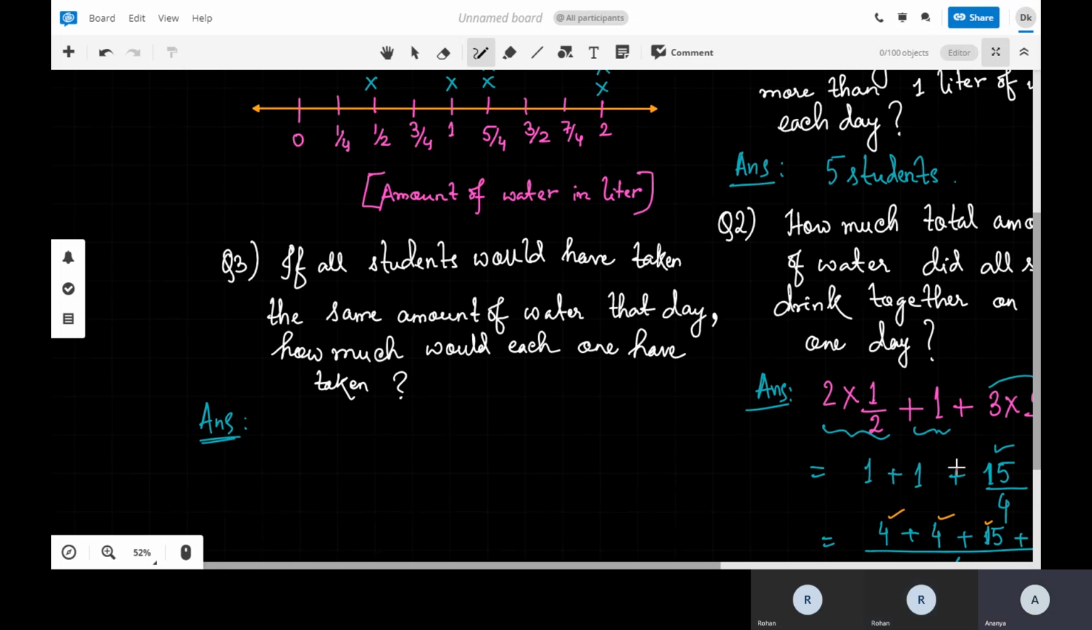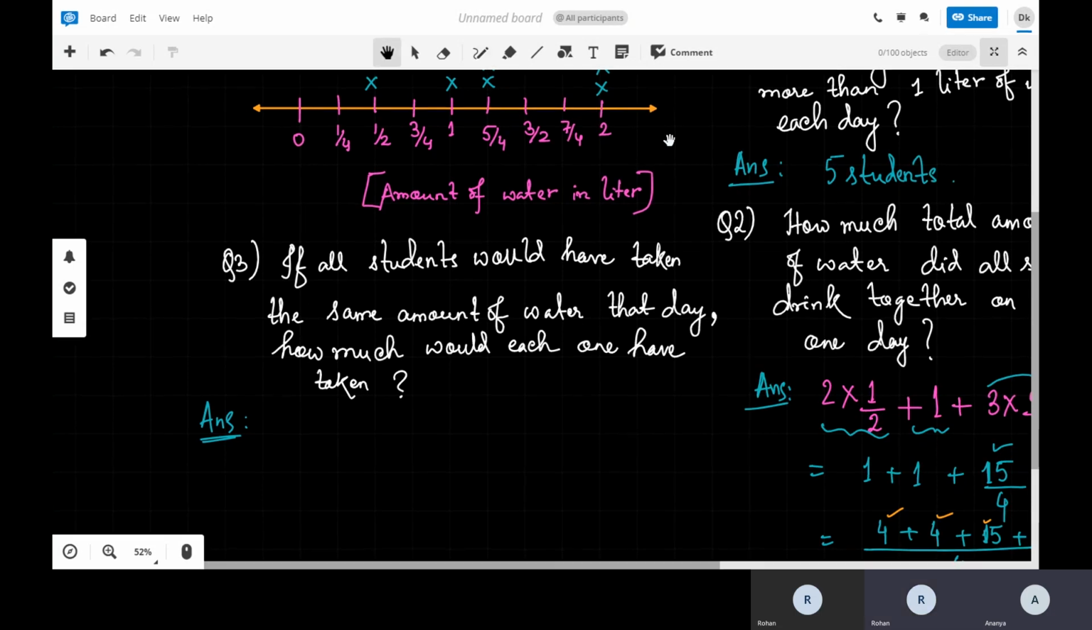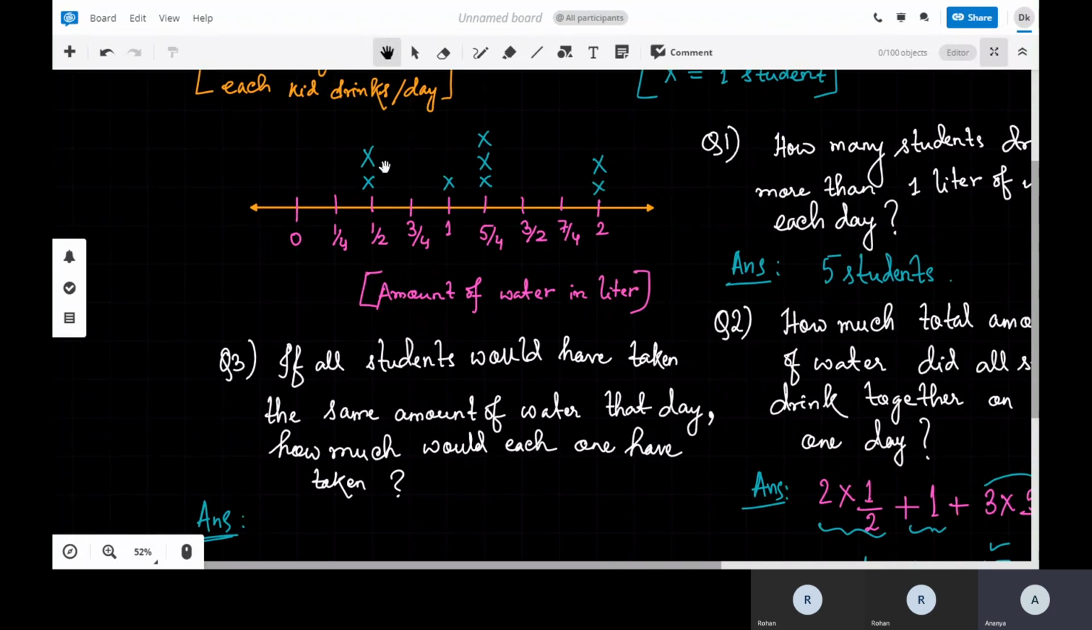So what I was saying is that I want you to go over the question once more to try and relate with what exactly we have to do. See, look at the question. If all students would have taken the same amount of water that day, how much would each one have taken? Even though the question has not stated that the total water needs to be divided equally among all the kids, we can easily understand that because we see from the line plot the total amount of water taken on that day would remain the same, isn't it?